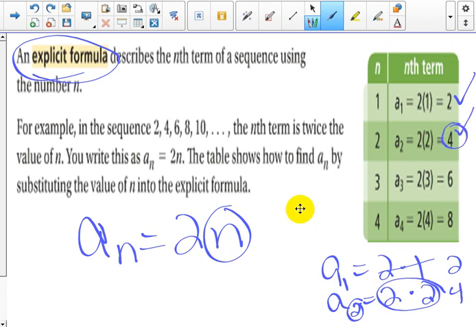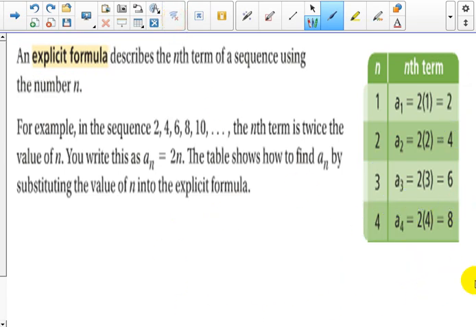Now when my n is equal to 3 for my third term, then a sub 3 is equal to 2 times 3, which is 6. And for our fourth element, a sub 4 is equal to 2 times 4, which is 8. So do you see, this is how you work an explicit formula. And if I ask you for the fifth term, what would you write? Write that on your boards real quick and show me.